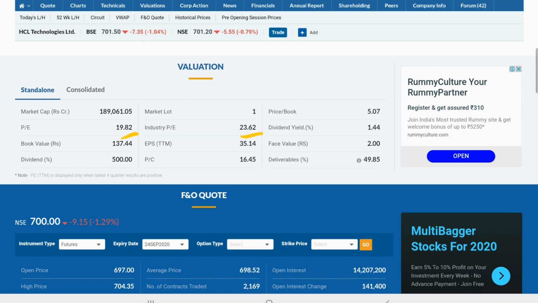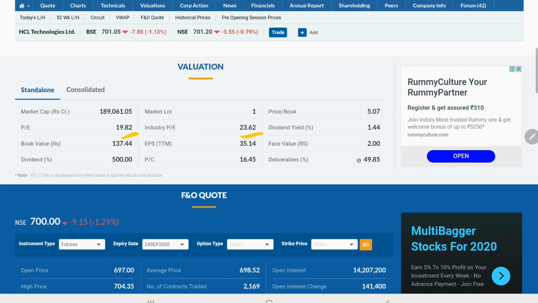So usually it is on par with the market. It is not undervalued or overvalued. Maybe it can grow to 23 P by E and the stock price may increase. So there might be a profit for you as well. That way we can see whether we can enter a stock which has a lower P by E ratio when compared to the industry P by E.